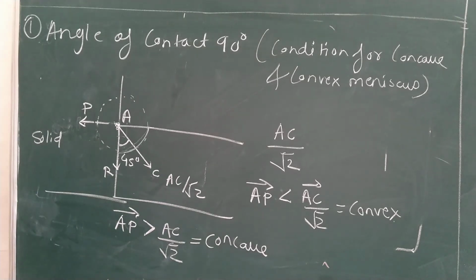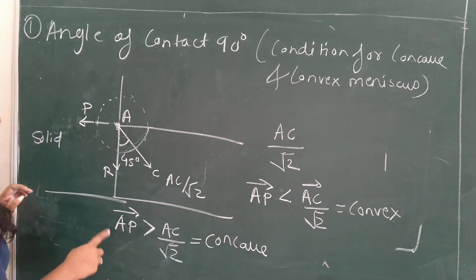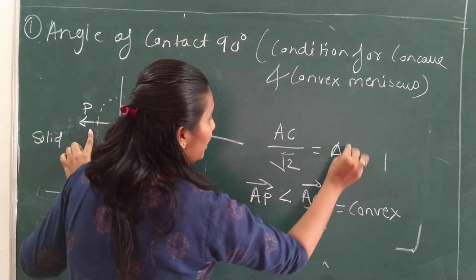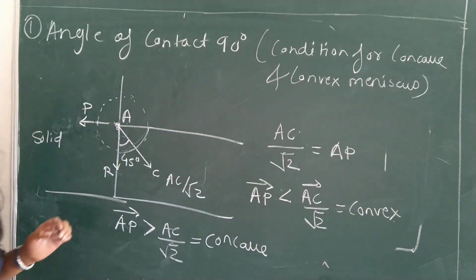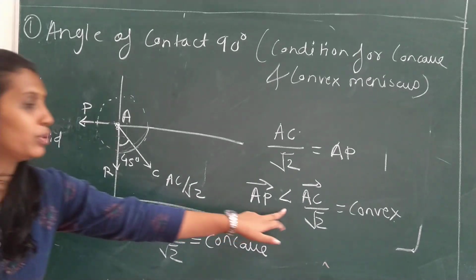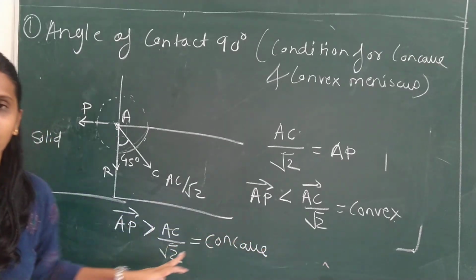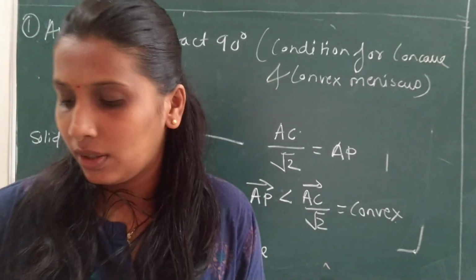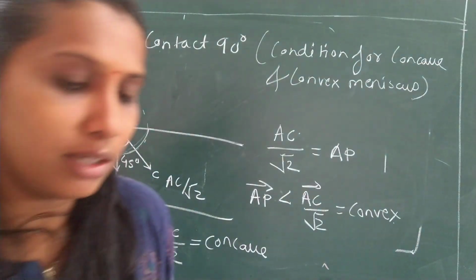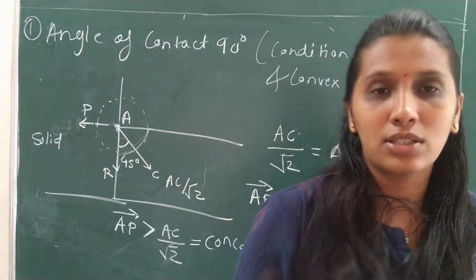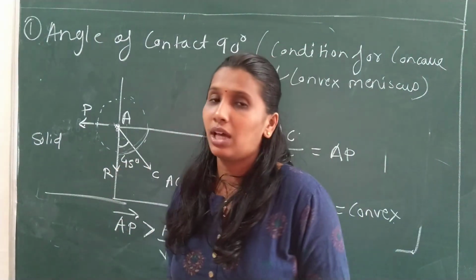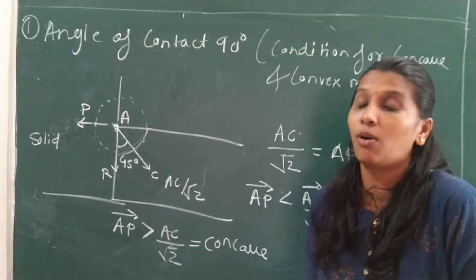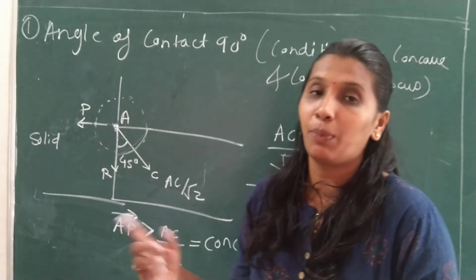So basically these forces play an important role, how they are acting. Here, how we have taken AC by root 2, because we can write AP is equal to AC by root 2, and we can put a condition in this way. This is obviously a component resolving, and it depends on how you resolve the component. These are a few conditions of how the angle of contact changes with the meniscus and how the meniscus is formed with a different solid liquid pair.